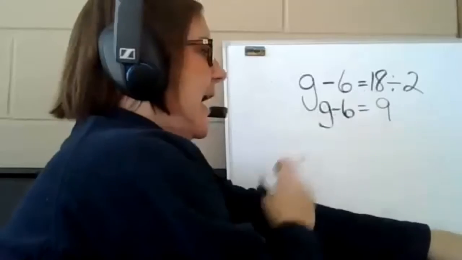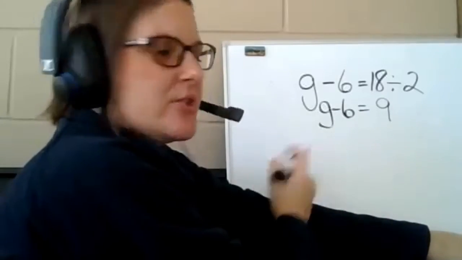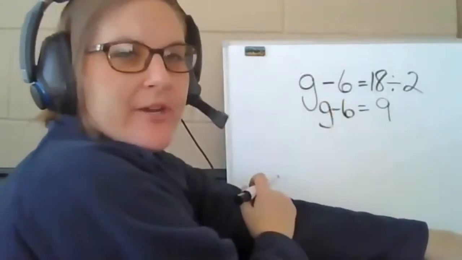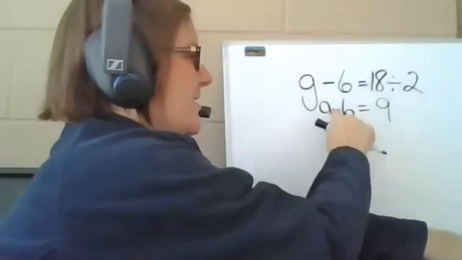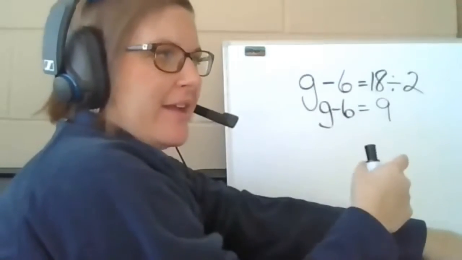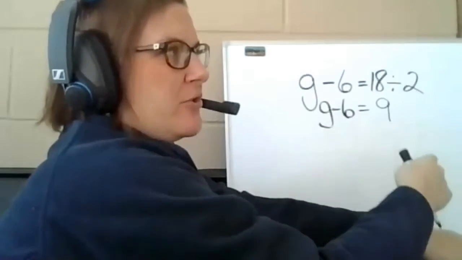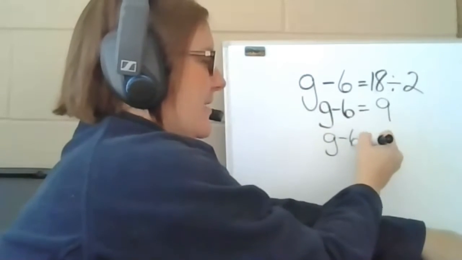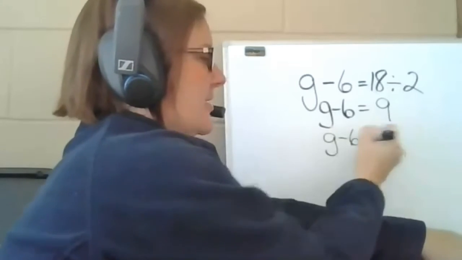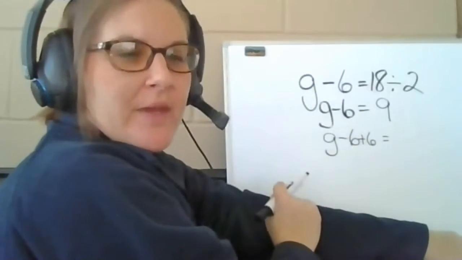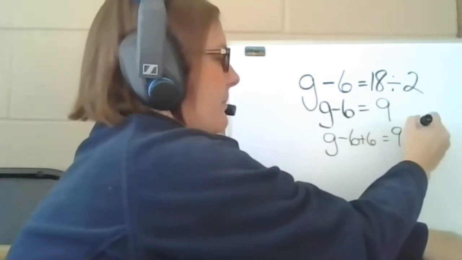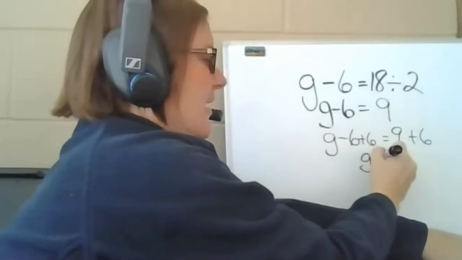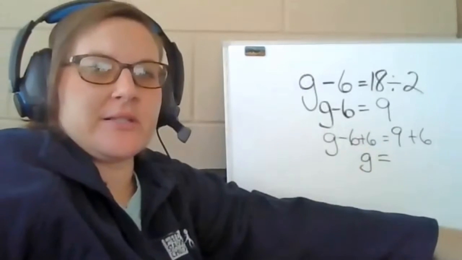Now we have to get rid of that 6, because you want the letter by itself. So you have to do the opposite operation that's there. If this is a subtraction sign, then you have to add, and whatever you do to one side, you have to do to the other side. So I'm going to do G minus 6 plus 6 because that's going to get rid of my 6. But then I'm going to do 9 plus 6 on that side. So I'm going to have G equals, and then what's 9 plus 6?